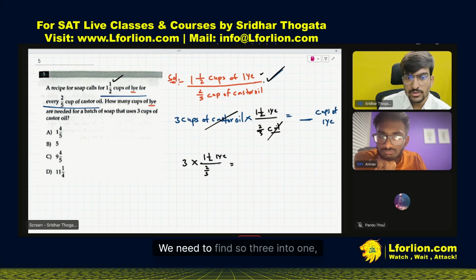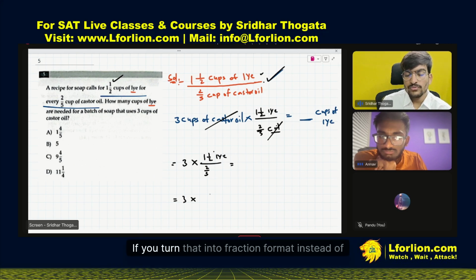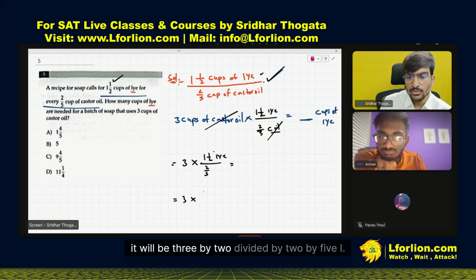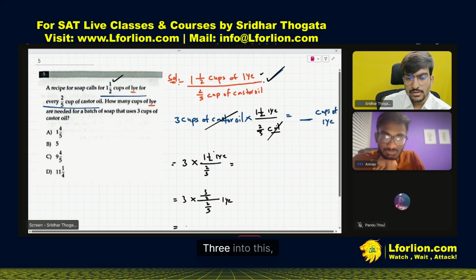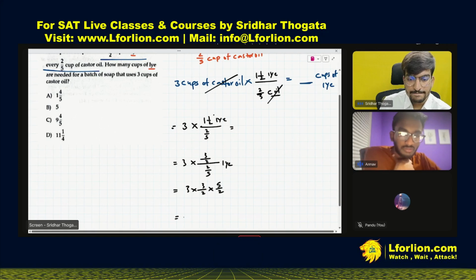That equals, we need to find. So 3 into 1 by 2, if you turn that into fraction format instead of this mixed format, it will be 3 by 2 divided by 2 by 5 cups of I. And then what happens? 3 by 2 into 5 by 2. Is that clear? Clear.